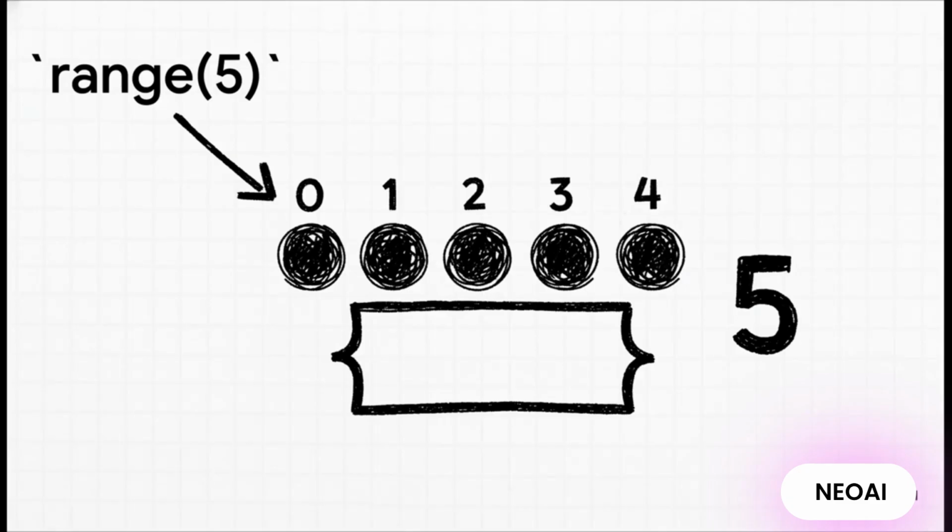And here's what Python actually generates. 0, 1, 2, 3, and 4. Now go ahead, count them on your fingers. That's still 5 numbers, right? So the loop still runs 5 times, just like we asked. The key takeaway is that the sequence stops at the number that is 1 less than what you put in the parentheses. You have to remember that.